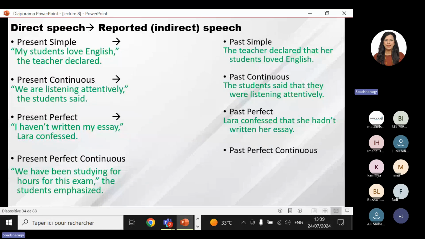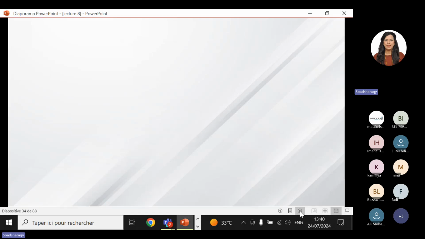Okay, let's check. The students emphasized that they had been. So here you have present perfect continuous. We transform it into past perfect continuous. So the answer is had been studying for hours for that exam. Okay, nice. Thank you so much, dear student. Let's move to another participant and let's continue.